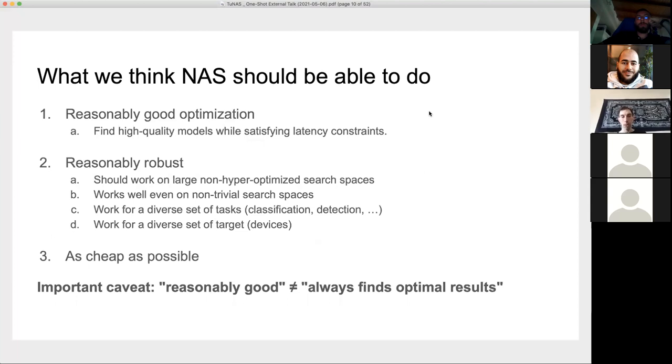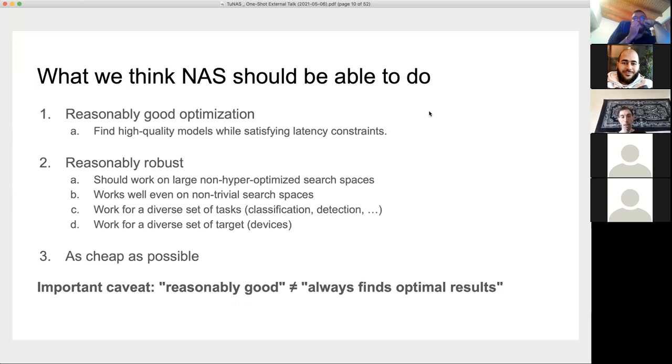So I want to take a step back now and list out some things that I would kind of hope that NAS algorithms would be able to do. First of all, I'd hope that they do a reasonably good job at optimizing network architectures, which means that if I feed it some reasonable search space, I'd hope that it would be able to find pretty good architectures which satisfy the latency constraints I have.